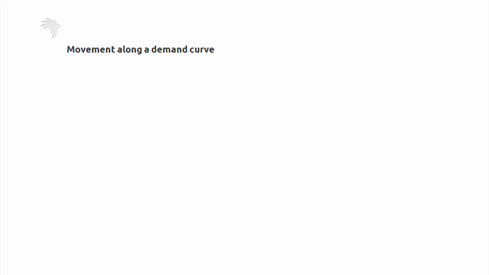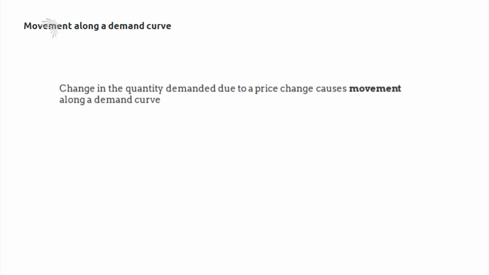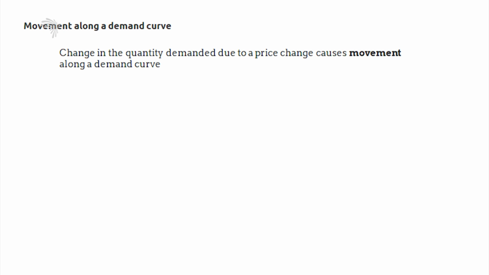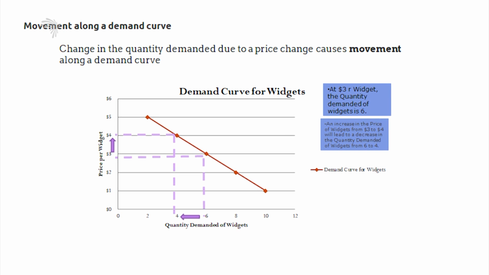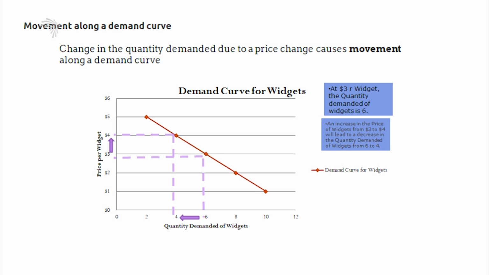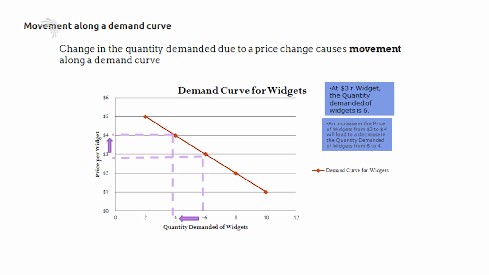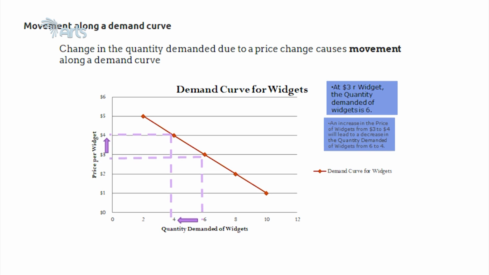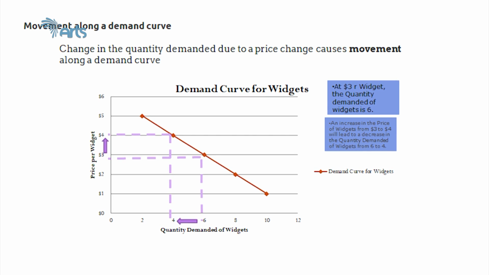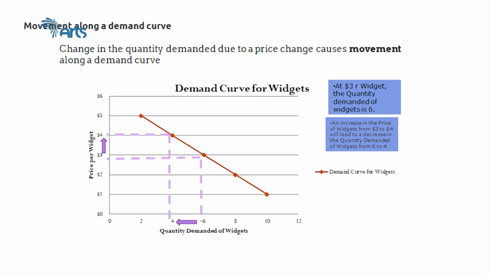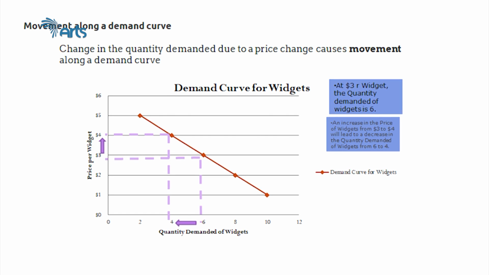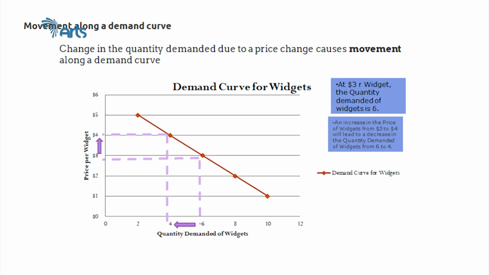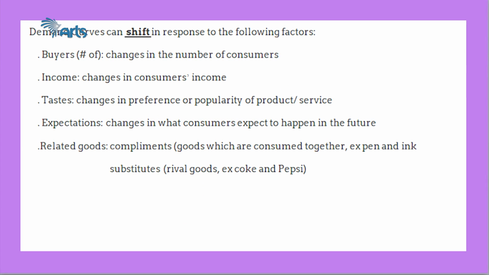Now let's turn to movement along a demand curve. A change in the quantity demanded due to a price change causes movement along a demand curve. So only when the price of a good changes is there a movement along the demand curve. For example, when the price of a good rises, the quantity demanded decreases, and you can see clearly from the arrows. And as the price falls, the quantity demanded also rises. These two examples show us we can only move along a demand curve if the price of a commodity changes.